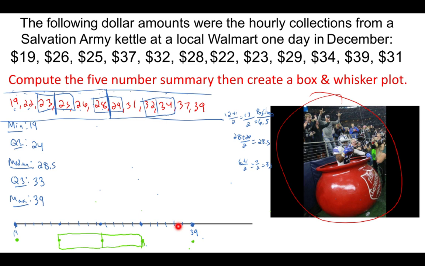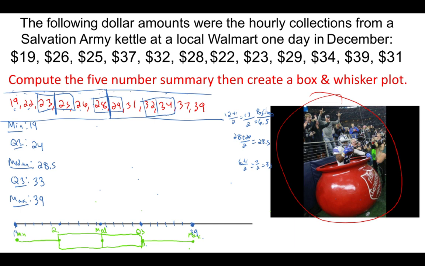And then the whiskers are these lines that reach out. You just connect these. Those are the whiskers. So this is our min. This is quartile 1. This is our median, quartile 3, and our max. And that is a box and whisker plot.